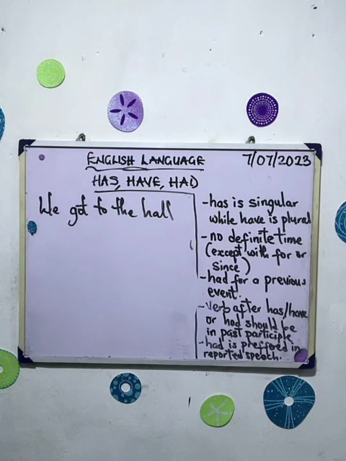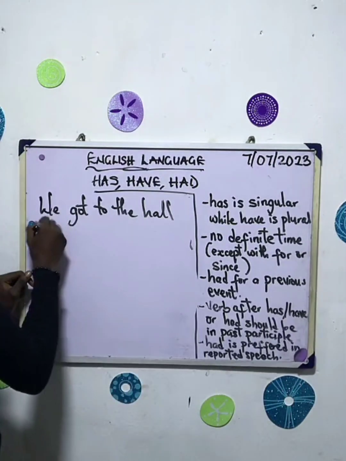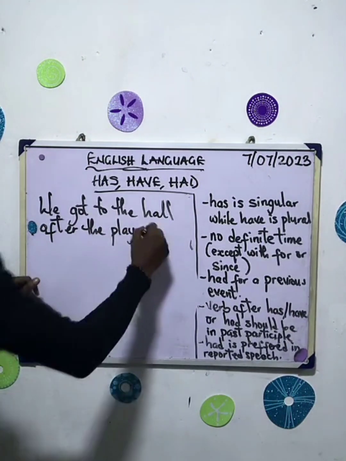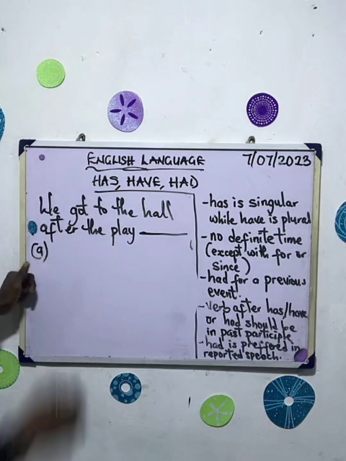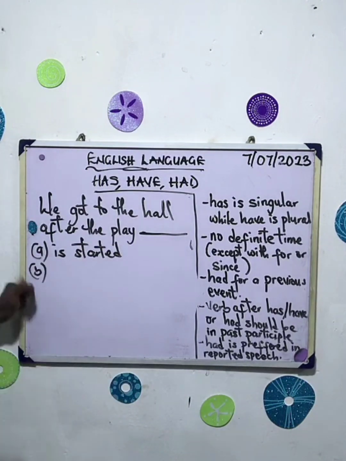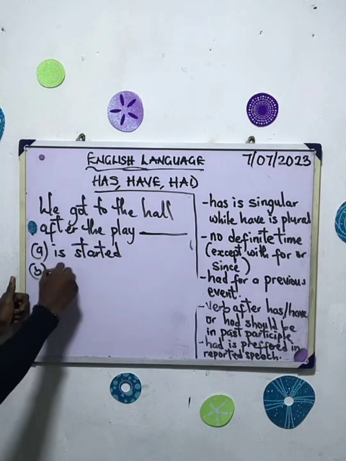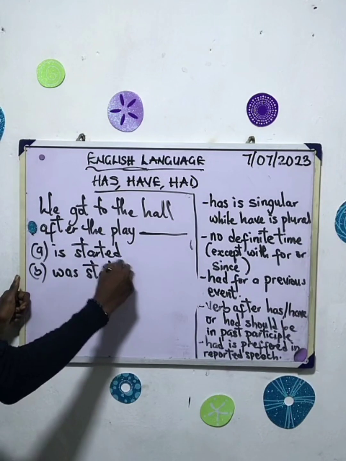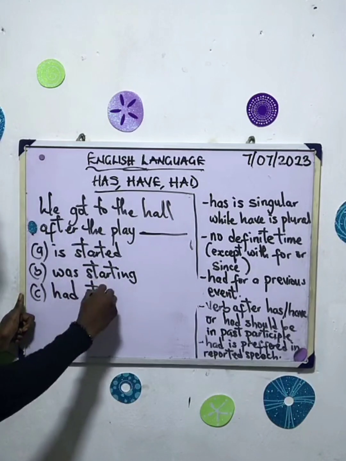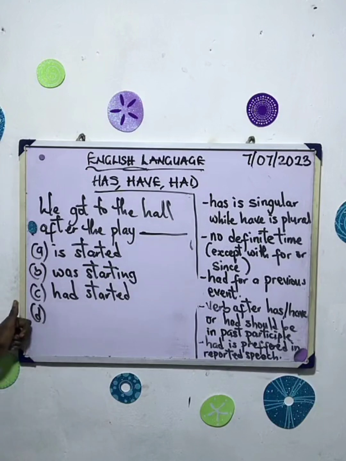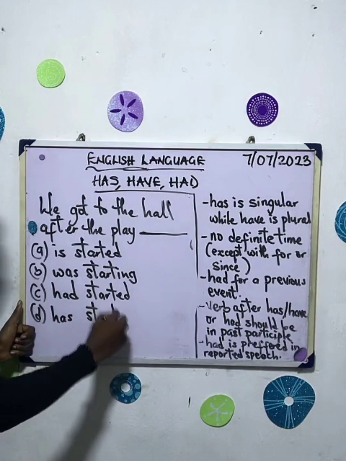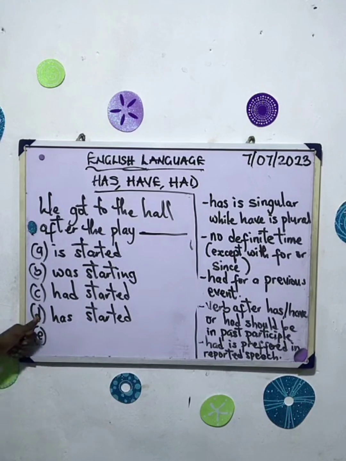We got to the hall, dash, after the play. A. After the play is started. B. After the play was starting. C. After the play had started. And D. After the play has started. Okay, we have E also. After the play would start.